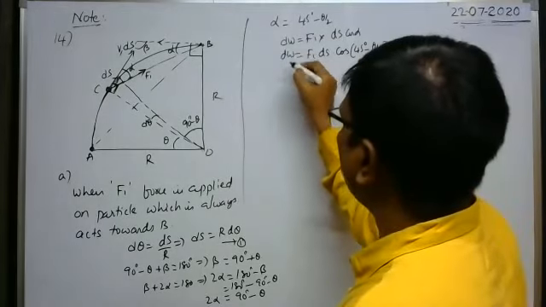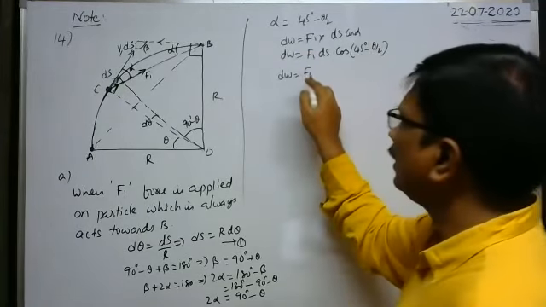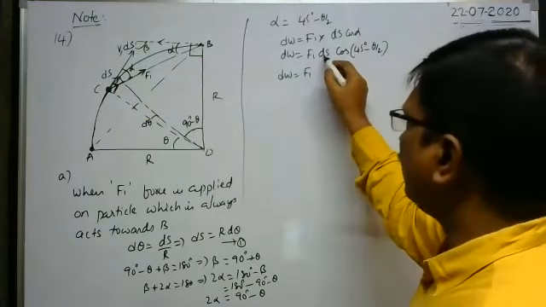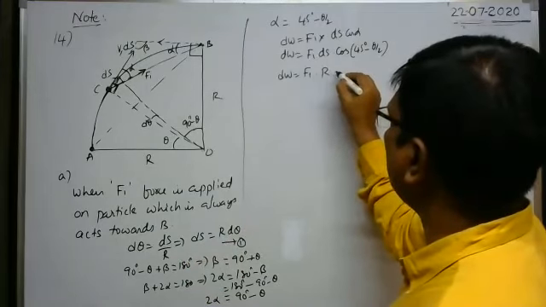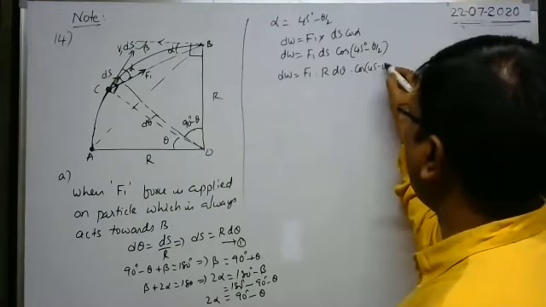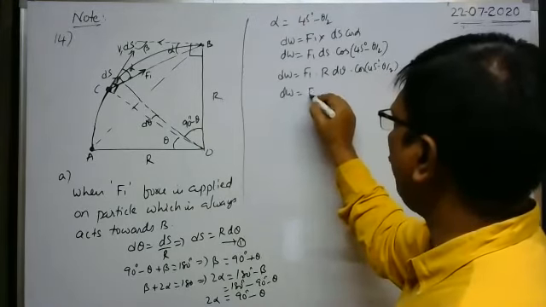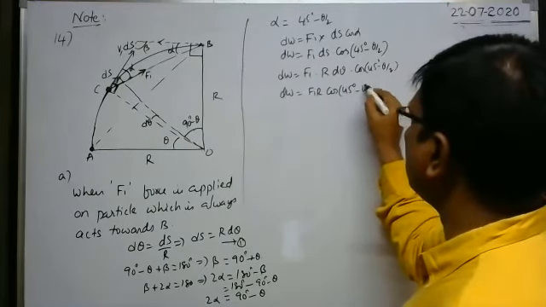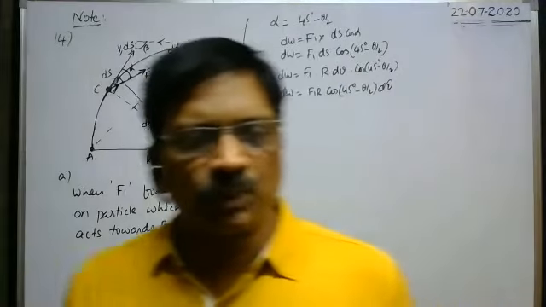This is dW, which is equal to F1, the magnitude of the force acting on the particle, which is constant, times ds. ds is equal to r d theta, so you write r d theta into cos of 45 minus theta by 2. Therefore, dW is equal to F1 r cos of 45 degrees minus theta by 2 into d theta. So this is the work done to displace the particle.